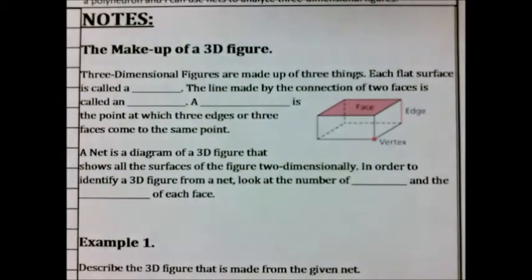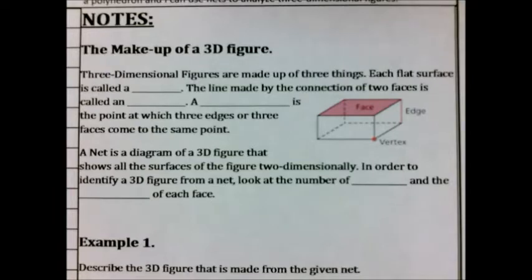Now a net is a diagram. We use this diagram of three-dimensional figures, and what it does is it shows all the surfaces of the figure two-dimensionally. That will help us to calculate surface area later on when we have to do that. But for now, we're just going to use a net to identify what three-dimensional figure we're looking at.